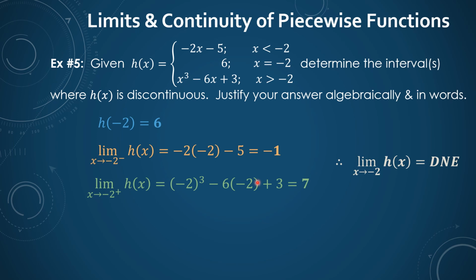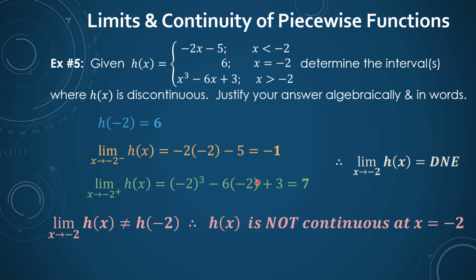Continuity fails. Definitely, it's out. h of negative 2 is a point, negative 2, 6. However, the limit does not exist. So this function is not continuous at x equaling negative 2.